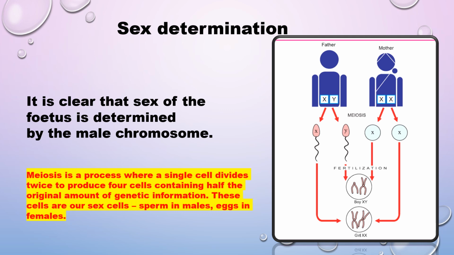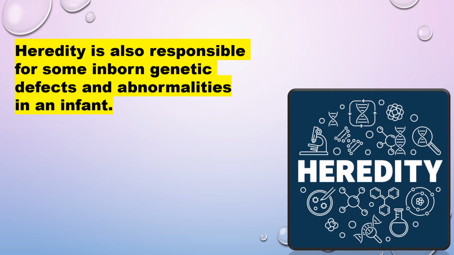Okay, so let's see how these genes work. Genes work in pairs. These genes give us the characteristics that we inherit from our parents. In a pair, one gene is dominant and the other one is recessive. The dominant gene shows the characteristics in the immediate next generation, whereas the recessive gene remains passive.